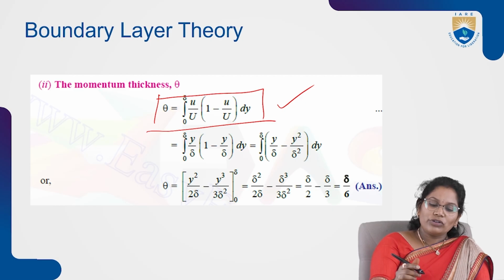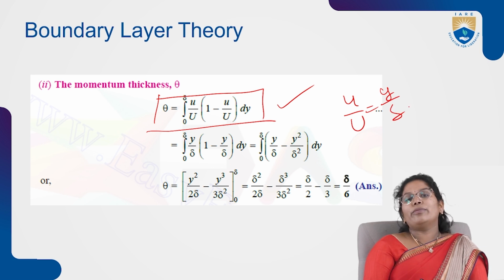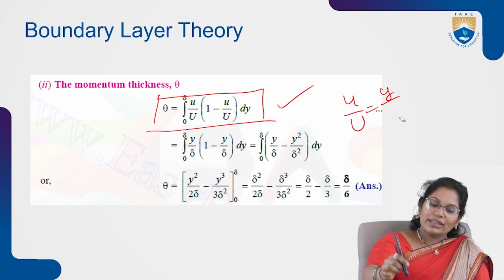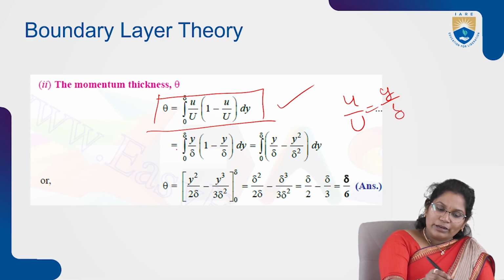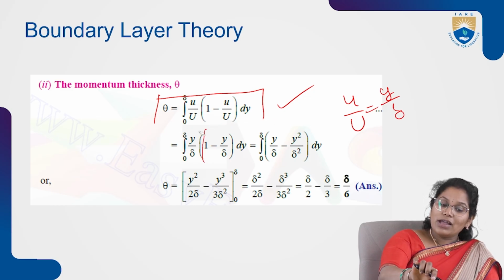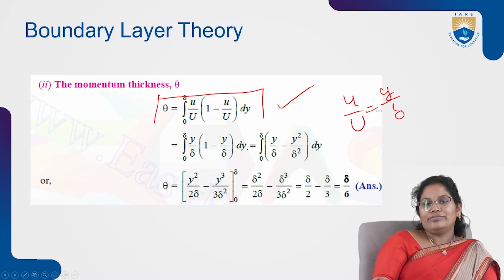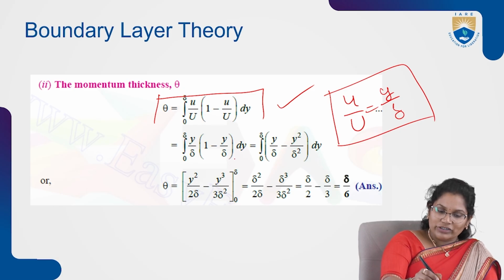Now I am writing the same here. In place of small u by capital U, which is equal to y by delta, we write y by delta into 1 minus y by delta into dy. We are just writing y by delta in place of u by capital U. So this is what the equation is.